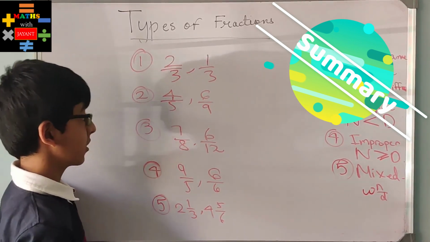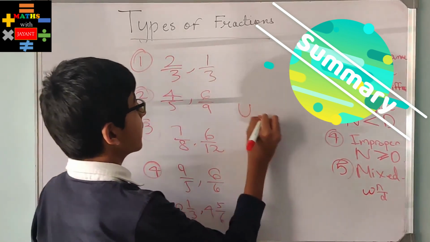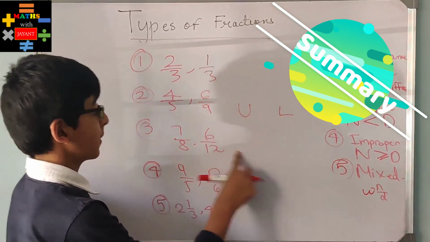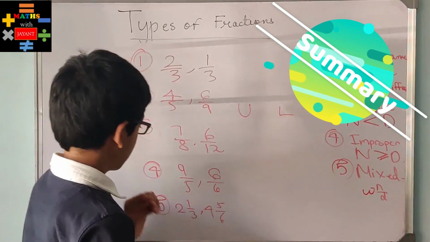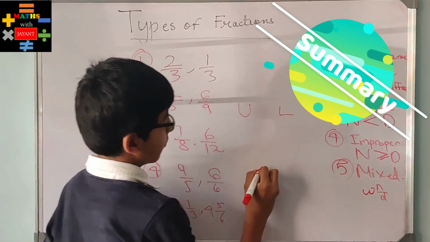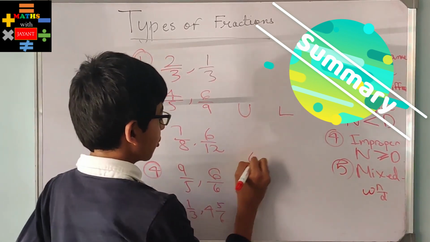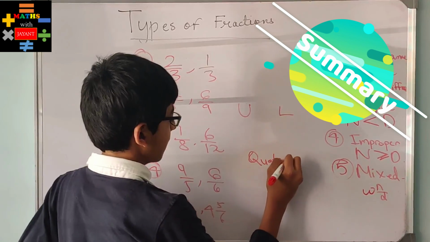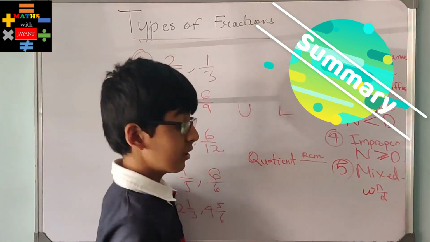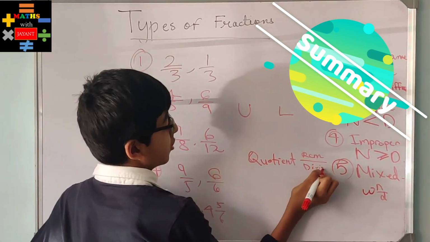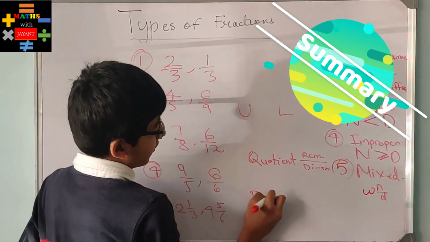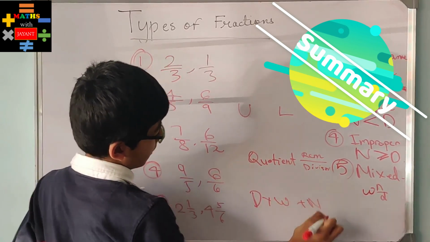Then we also learned the interconversions. That was from unlike to like fractions: we have to find the LCM of both the denominators and then convert. Then from improper to mixed, we have to divide, and the quotient used to be our whole number, the remainder used to be the fraction's numerator, and the divisor used to be the fraction's denominator. And for mixed to improper, we did denominator into whole number plus numerator.